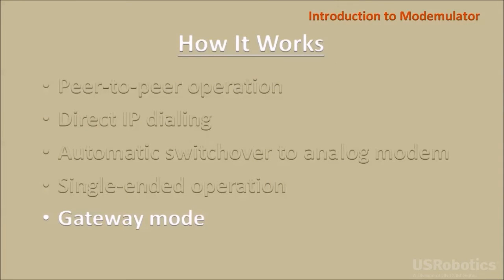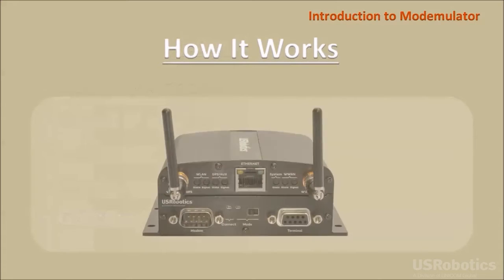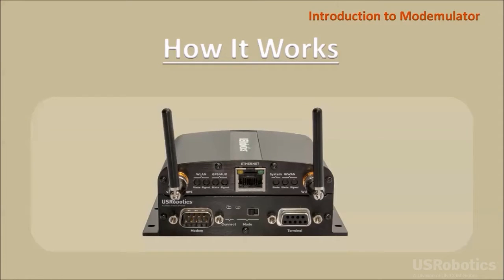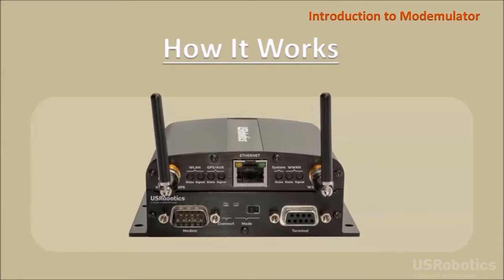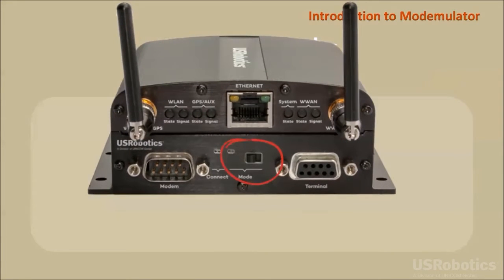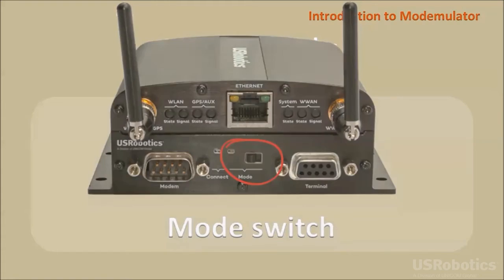Finally, a brief explanation of gateway mode. In addition to using a modemulator to upgrade a legacy dial-up system, the same device can be used as a conventional cellular gateway in a system that has replaced its legacy software and hardware. The modem emulation can be disabled by flipping the mode switch located on the Modemulator's front panel. The Modemulator will then function as a standard US Robotics cellular gateway.